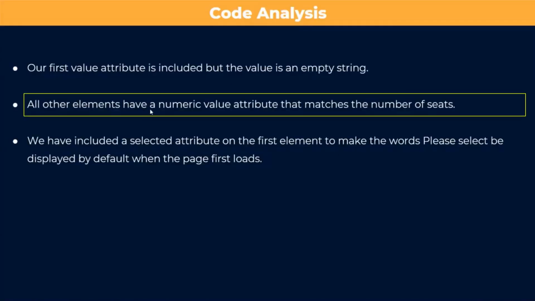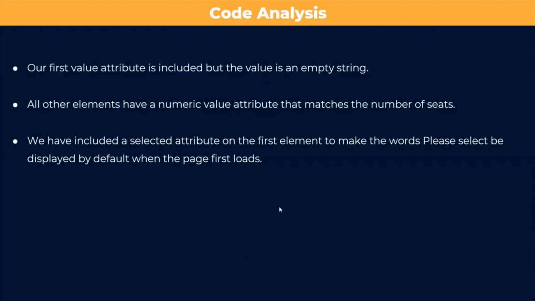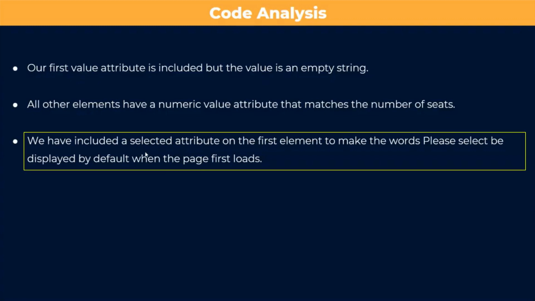All other elements have a numeric value. So when we come to here, it doesn't always have to be a numeric value. It's just because this one is to do with an engine CC, but this could be text. We could have written 1000 in words, and that's what would go to the back end, and that is what would be stored in a database probably. We have included a selected attribute on the first element to make the words please select be displayed by default.